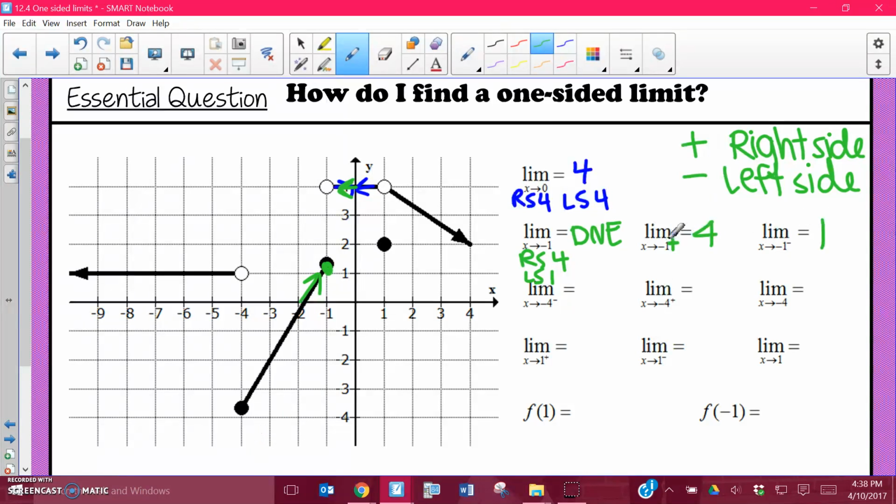And again, since these two don't equal each other, my entire limit does not exist. So if I look at this, again, this is the same stuff we've been doing. We just added a little symbol next to my number.